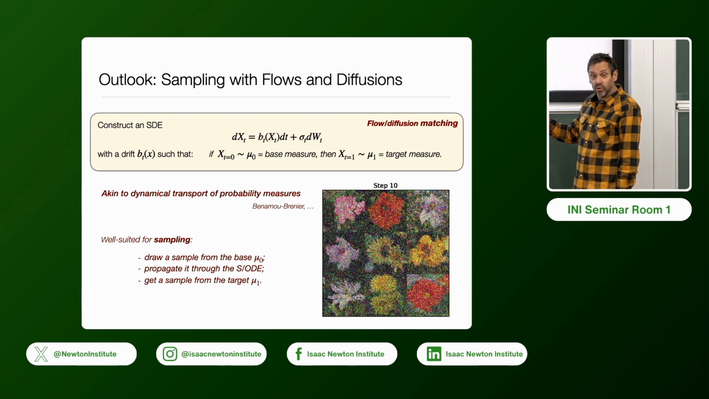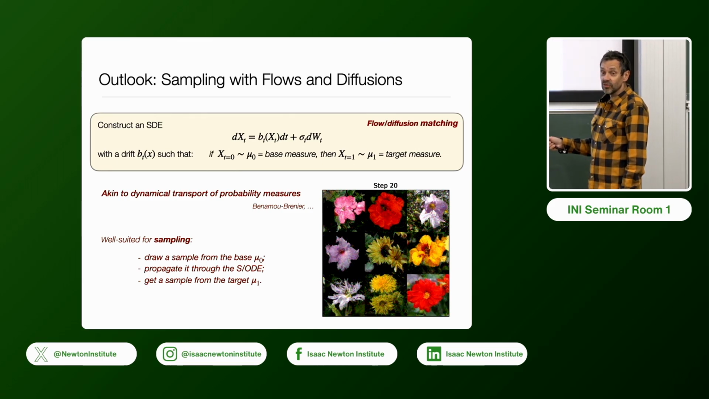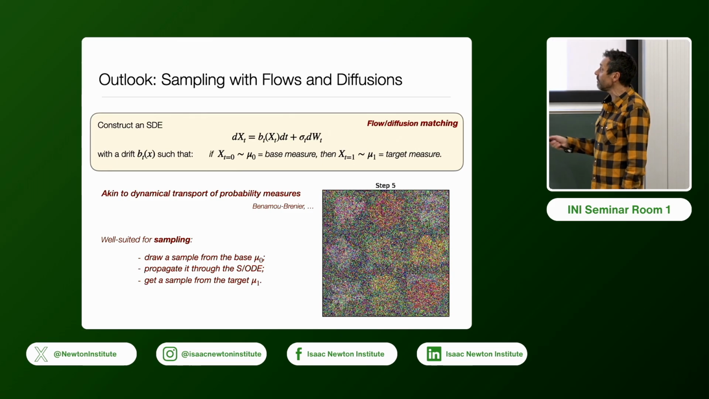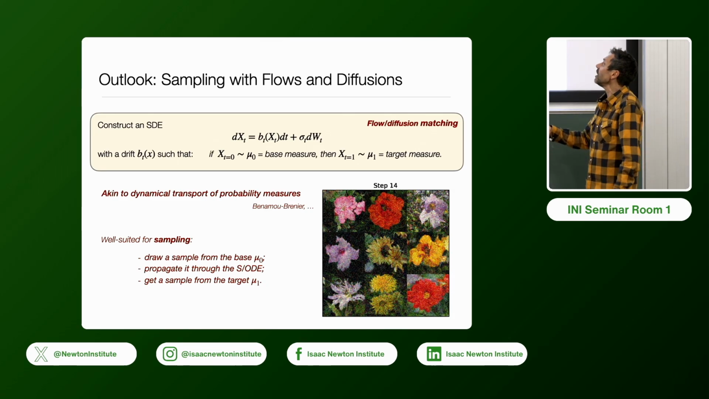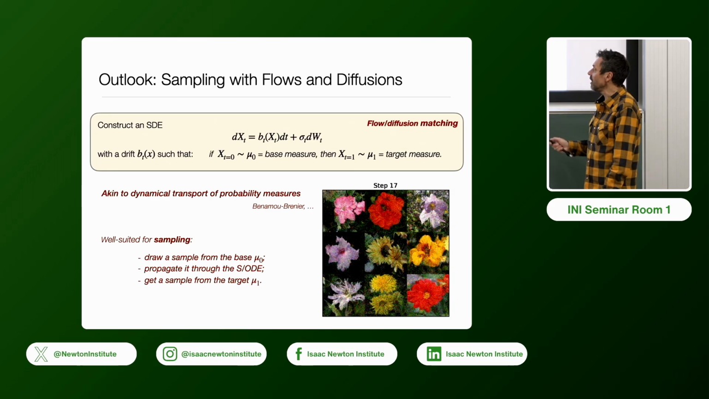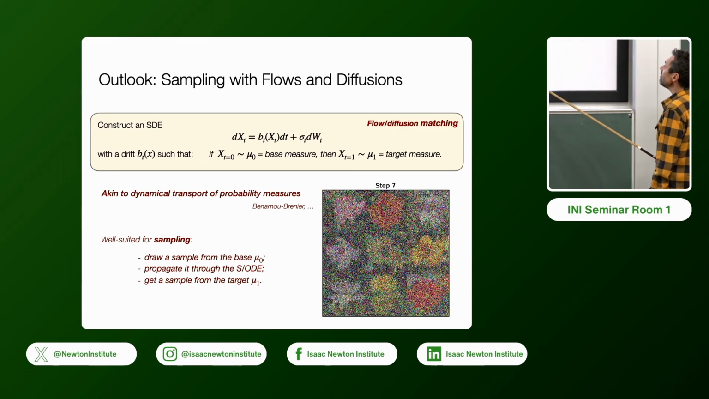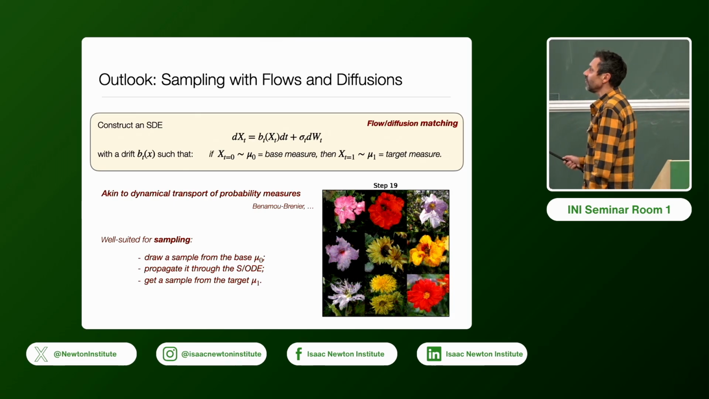If we were able to do this, it would be very easy to do sampling, because you would draw a sample from the base, push it through the ODE or the SDE, which can be controlled because we have a good discretization scheme for this equation, and you'd get a sample from mu1. And this little image here shows you what that would do.